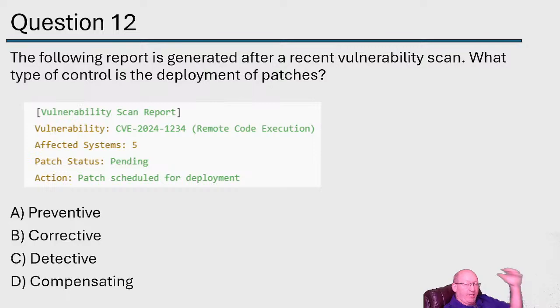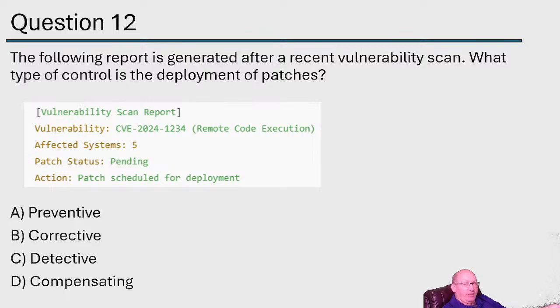The following report is generated after a recent vulnerability scan. What type of control is the deployment of patches? Preventive. Is a patch a preventive control? I would argue that it's not. A preventive control is something done before something occurs, right? And so we see remote code execution. We see that problem. And so preventive control would be to prevent that from ever occurring. It already can occur, so it cannot be a preventive control.